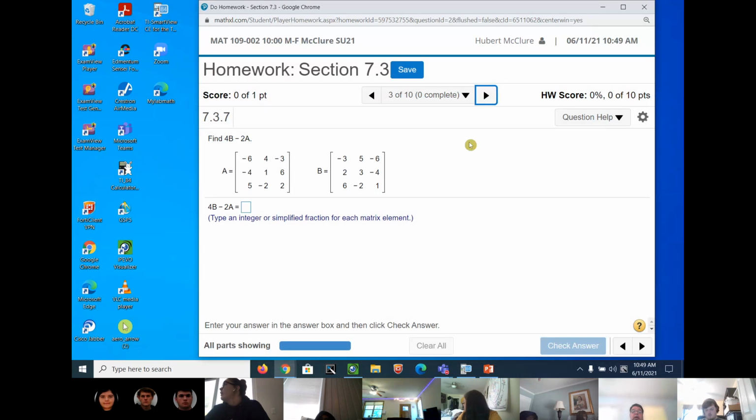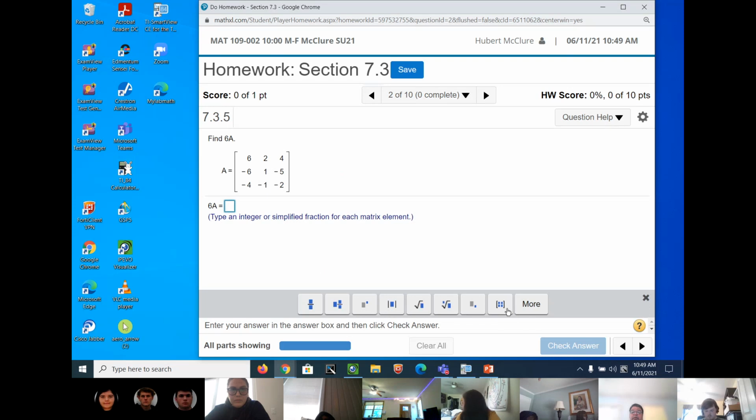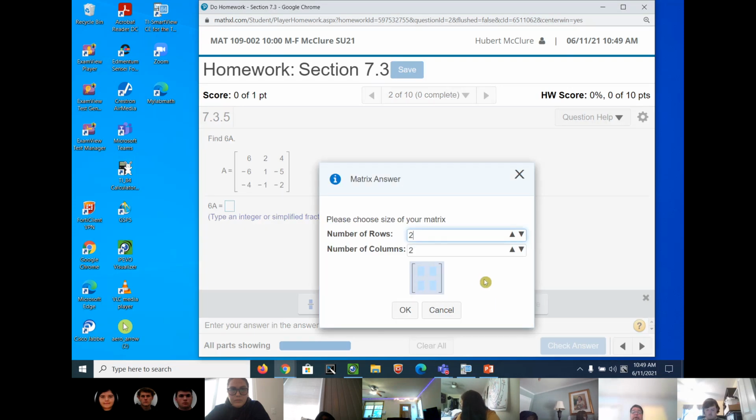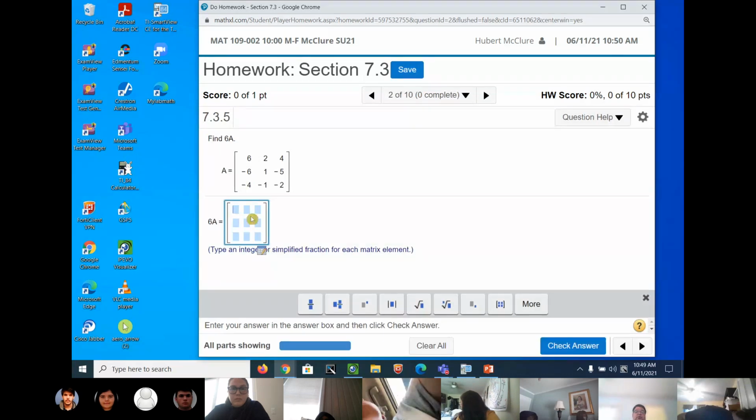It says type as an integer for each matrix. I don't know how they want you to type that in. There we go, matrix right there. I didn't know because they change these things. And then you would type in the answer. So the first one would be 36. Second one would be 12. And then 4 times 6 is 24, and so on. So let's type in the rest of it.